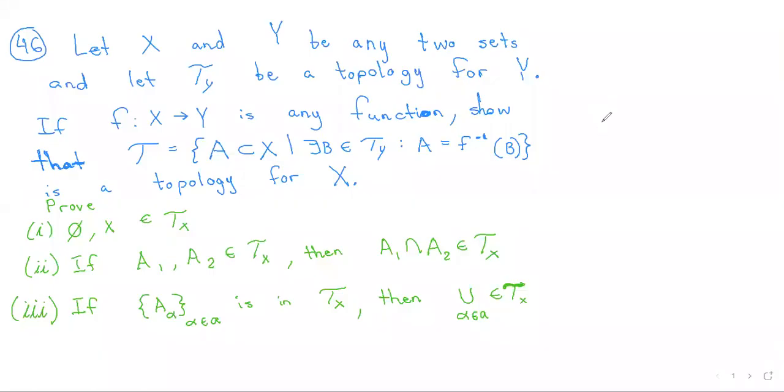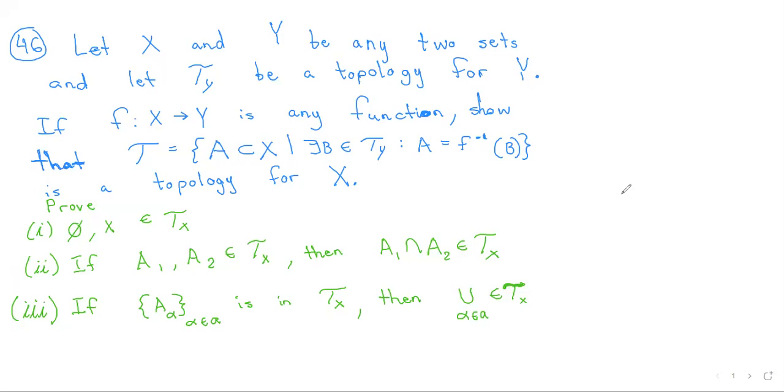Hello. So now we will be working on problem 46, which is to let X and Y be any two sets and let topology Y be a topology for Y. If the function f goes from X to Y and is any function, show that topology X, being the set of A subset of X where there exists a B in topology Y such that A is equal to the inverse image of B, is a topology for X. So to prove something is a topology, we have to make sure that it follows three rules.